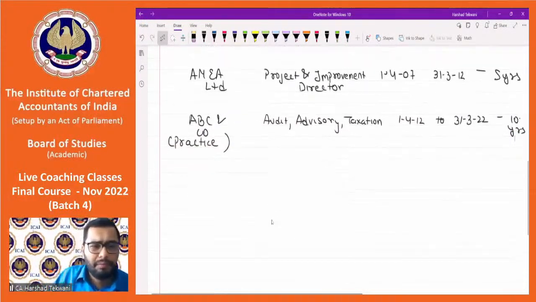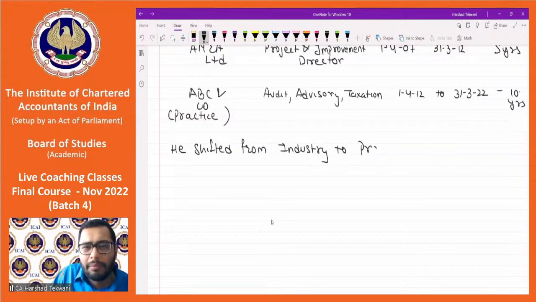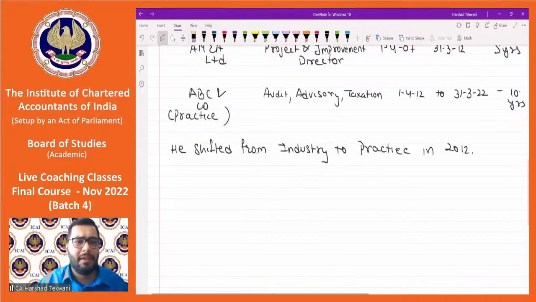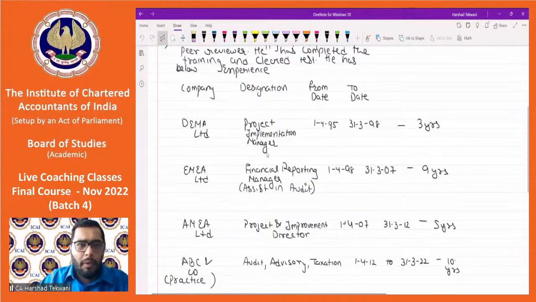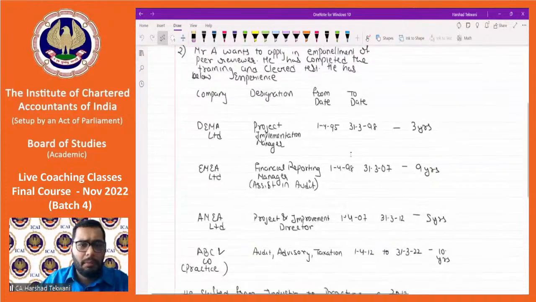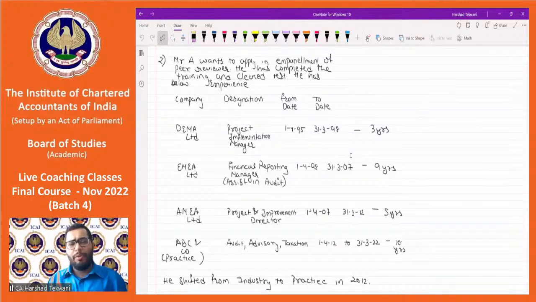So he shifted from industry to practice in 2012, as we see. Come on, guys. Pretty much easy. Nothing difficult. So whether he is eligible to be a peer reviewer or not.